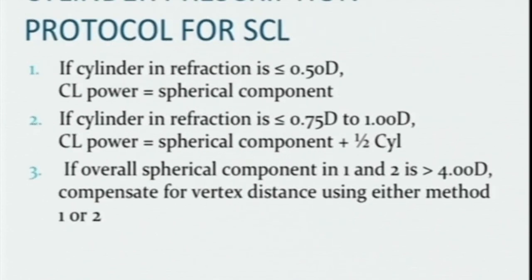If the cylindrical power is less than 0.5 diopters, you can ignore it and just give the spherical power only. And if it is between 0.75 to 1, you can take half the power of the cylinder and add it to the spherical component. And if it is more than 4 diopters, then you'll have to go for the vertex distance correction.